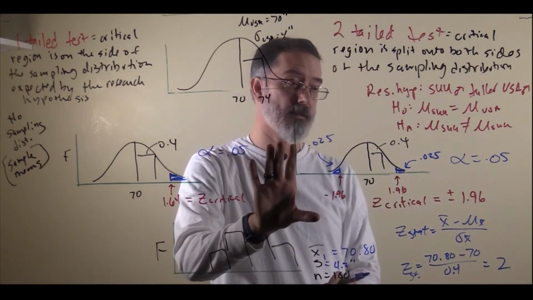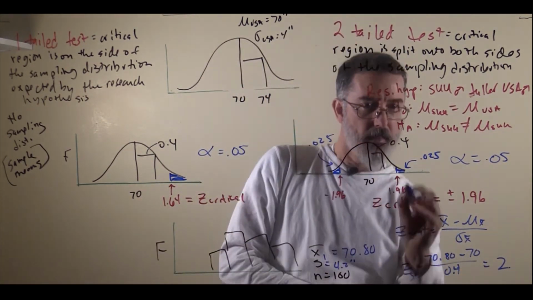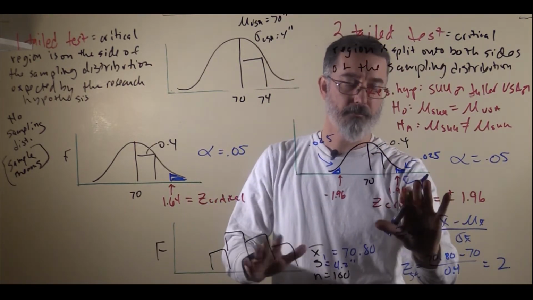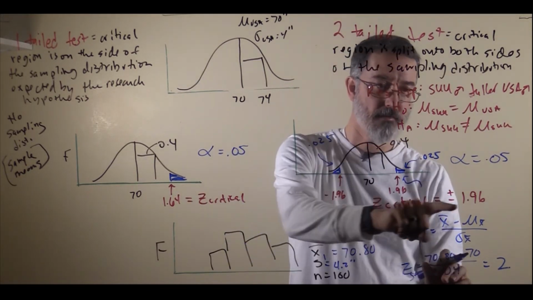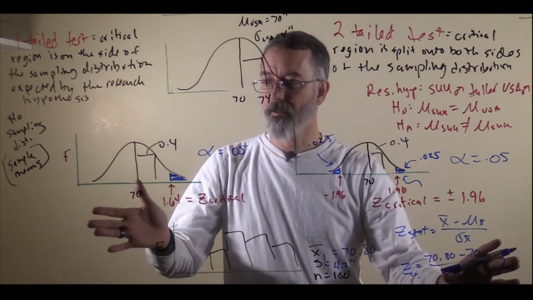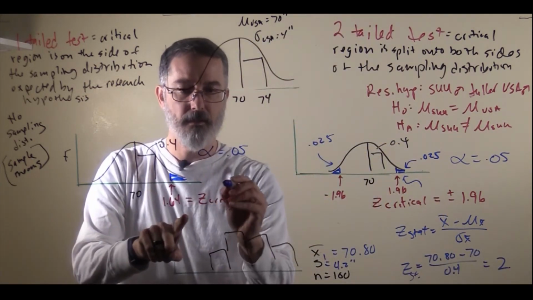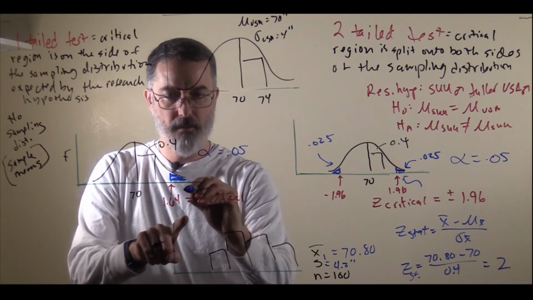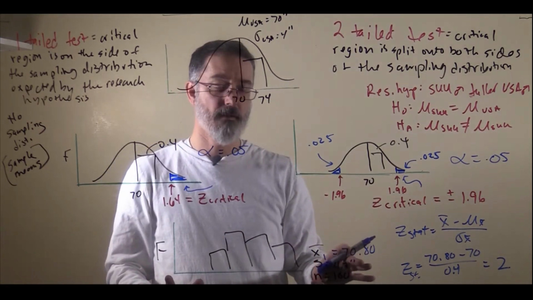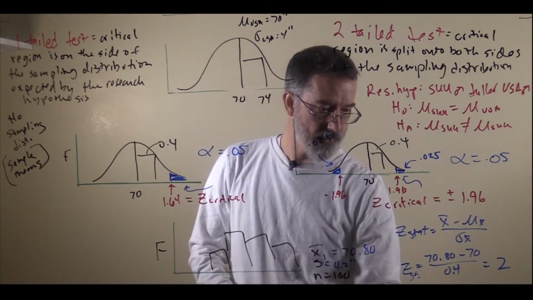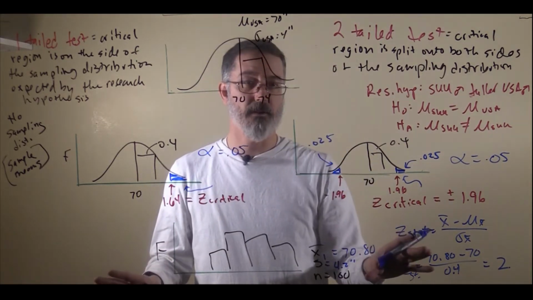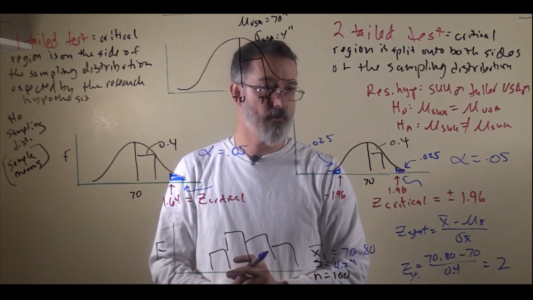So let's consider the two-tailed test for a second. With a z of 2, that's going to be over about here. That's going to fall in the critical region because it's more extreme than our z critical of plus 1.96, and we're going to reject the null hypothesis. And now if we look at the one-tailed test, a z of 2 is also in the critical region. It's beyond the z critical, and we're going to reject the null hypothesis. So if our sample data is 70.80, it doesn't matter which test we're going to use.